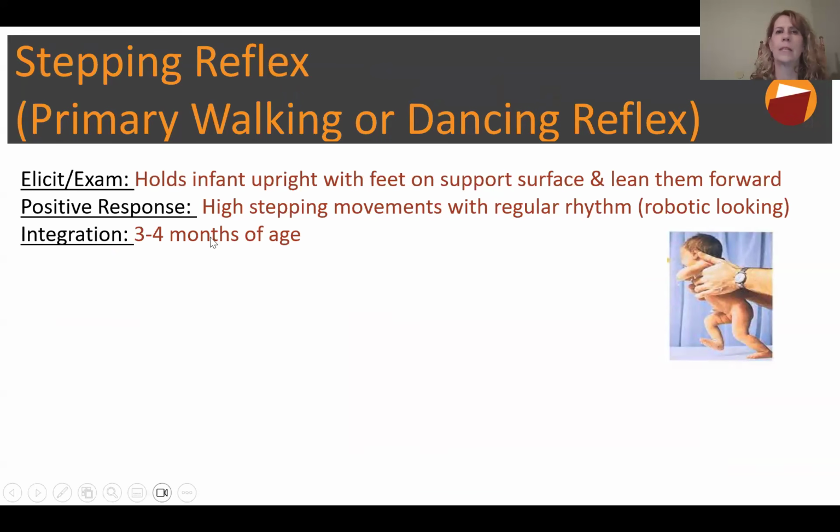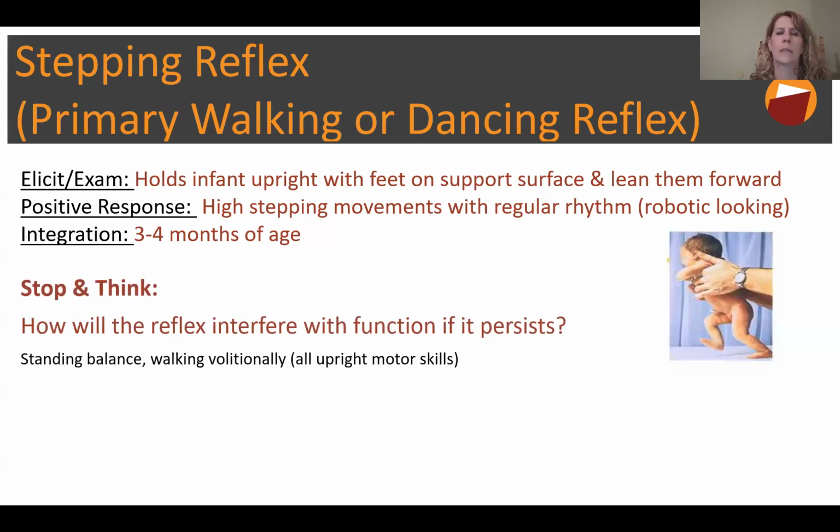And what did we get? High stepping movement, regular rhythm, robotic looking. Again, should integrate early. We want this to go away, right? It can help. I mean, if it stays, it can help with initial gait, but what's going to be the issue as we go on, right? What is it going to interfere with? It's going to interfere with volitional walking, and their standing balance and the ability to stand without stepping.